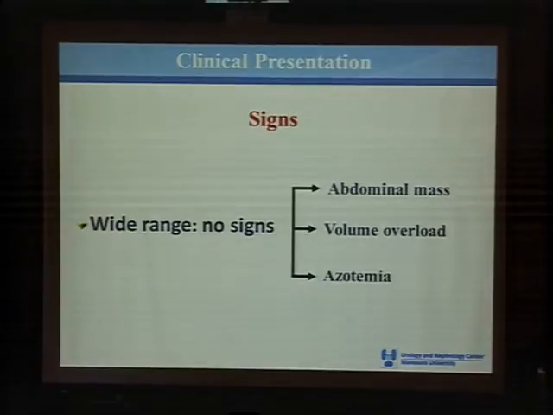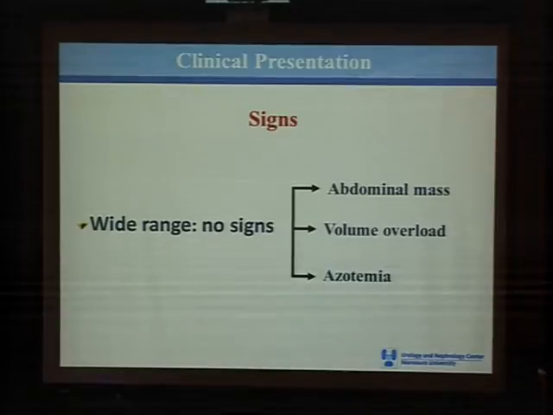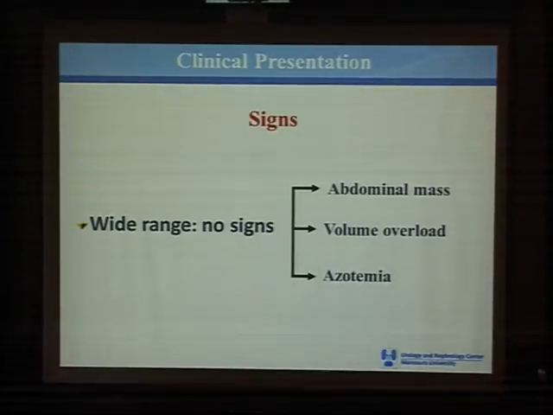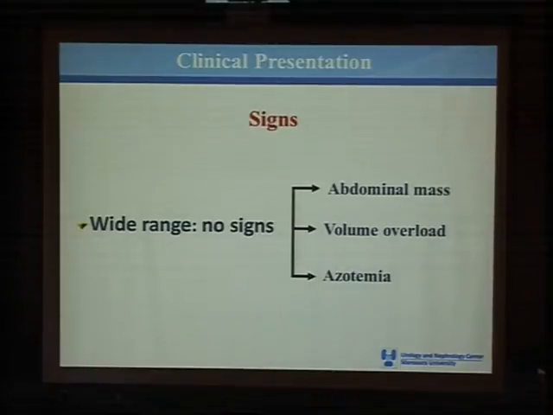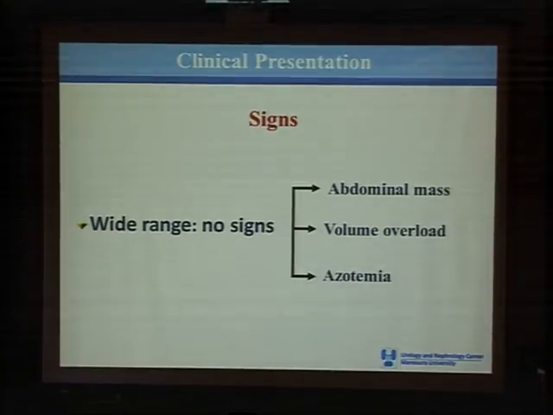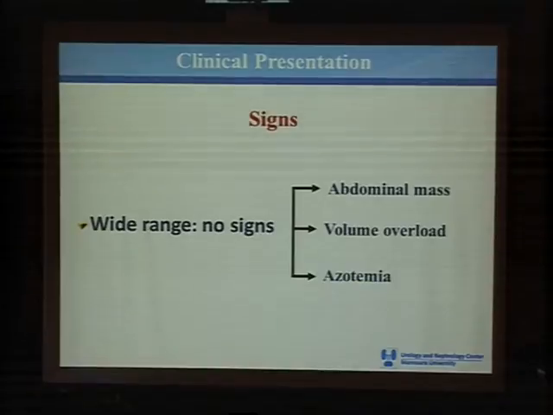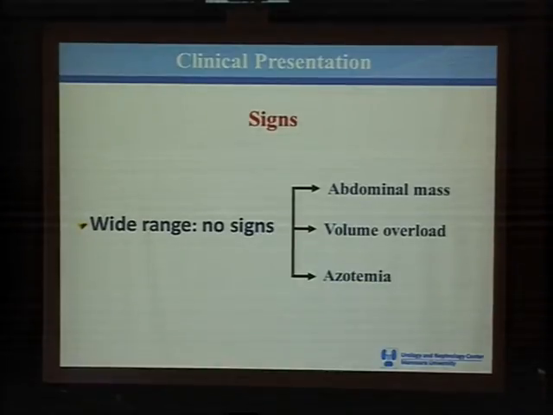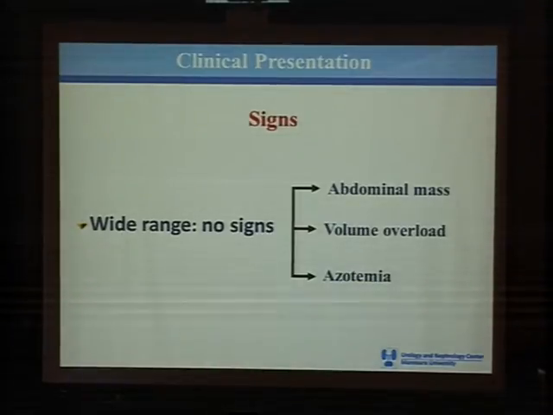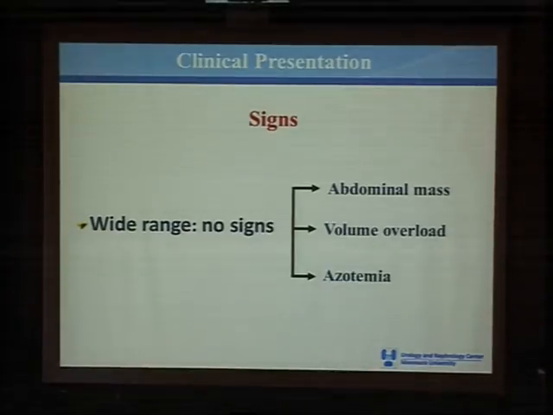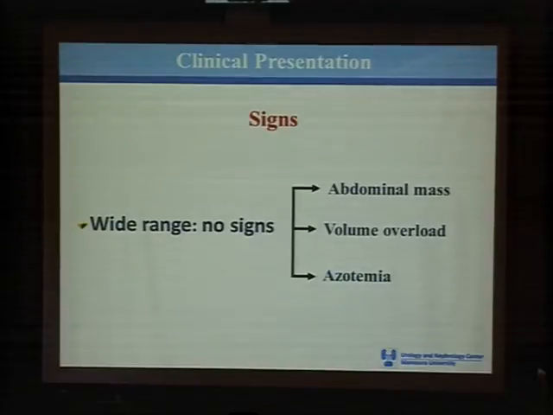What about the signs? Also, the signs have a wide range, from no signs at all, and this is the most common, to the other extreme of abdominal mass that is felt clinically, clinical hydronephrosis, volume overload, and acute renal failure in terms of azotemia.